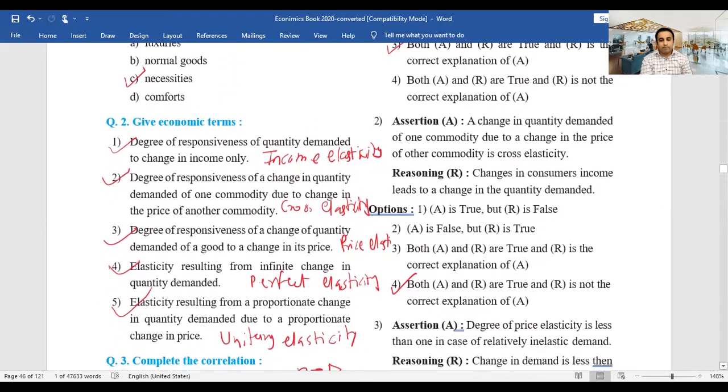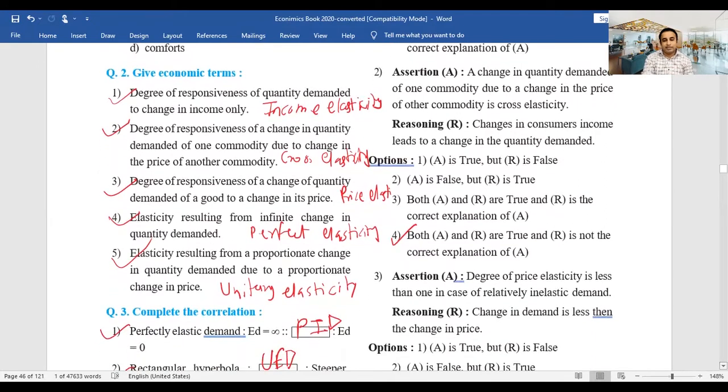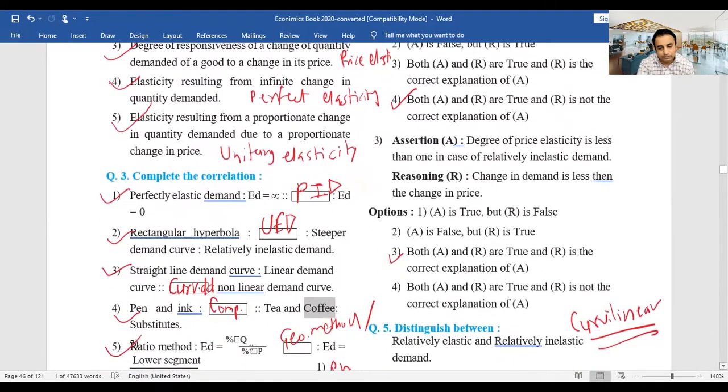दुसरं statement आहे की a change in quantity demanded of one commodity due to a change in the price of other commodity is the cross elasticity, and change in consumers income leads to a change in quantity demanded. आता both statements correct आहेत, पण त्यांच्यात interrelation नाहीये. So both A and R are true, but R is not the correct explanation of A.